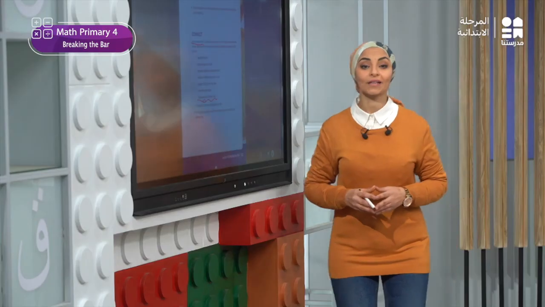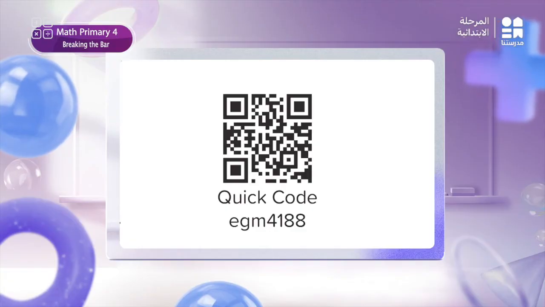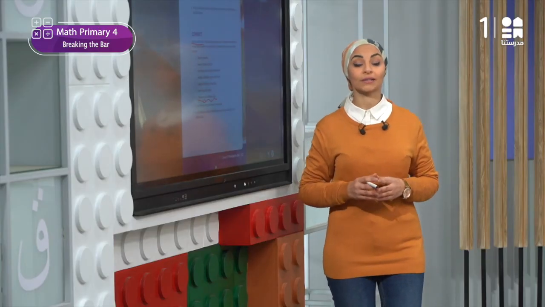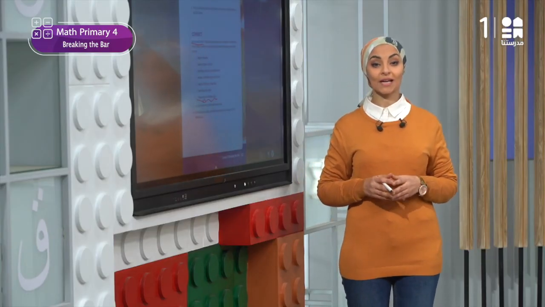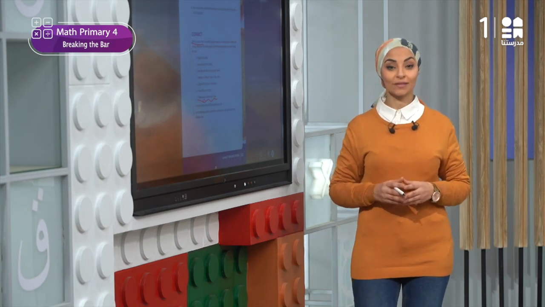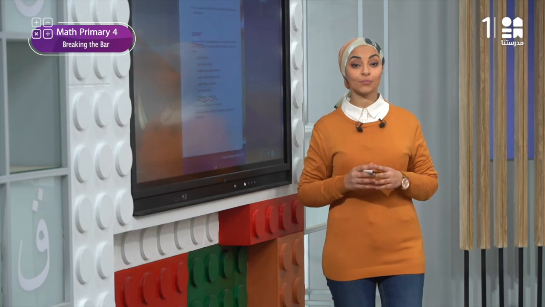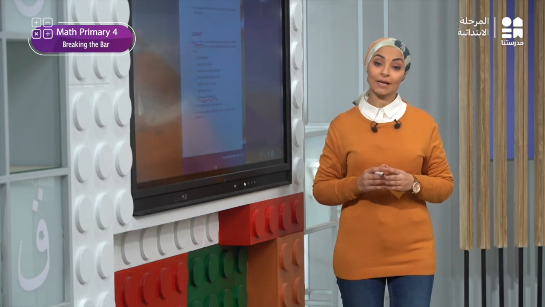Now you can scan the QR code shown here or the one you have on the first page of this lesson. You will be directed to the practice part and check your understanding in the digital copy of your math textbook on the Egyptian Knowledge Bank. We have a practice problem about our friends. Let's see it all together.